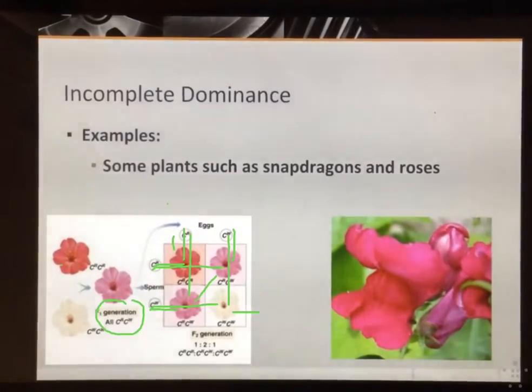Some of you may have these particular traits. You might say, well, I don't have a trait quite like my mom's or my dad's. Well, sometimes the trait can be blended together in incomplete dominance. So it's not that you necessarily have to have one or the other. Sometimes you just get a blend.